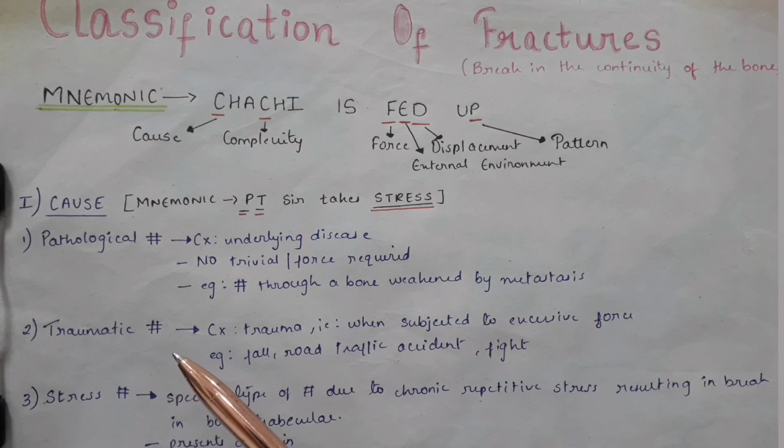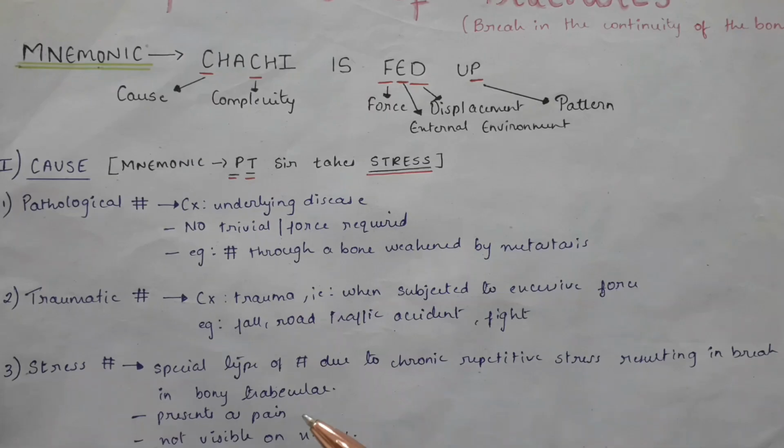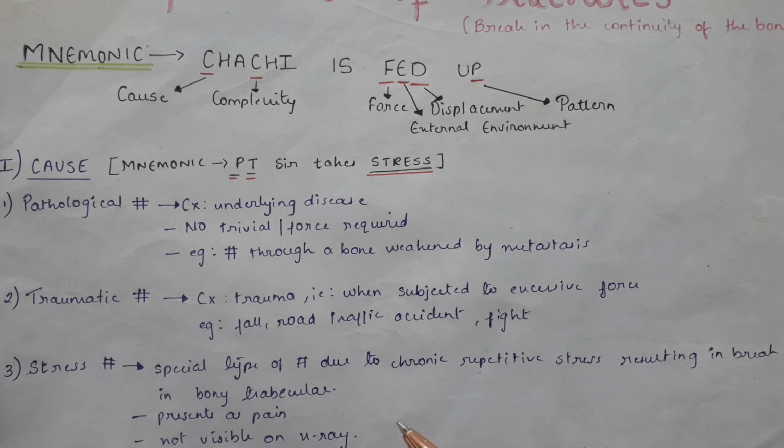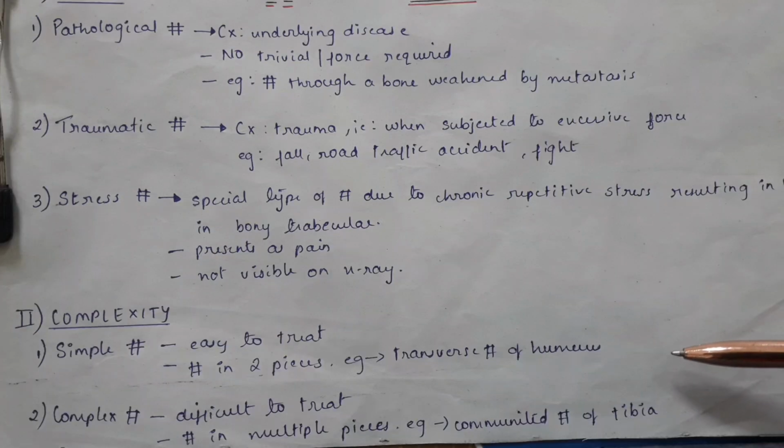Then we have traumatic fracture. The cause is trauma, that is, when the bone is subjected to excessive forces. For example, a fall or a road traffic accident or fight. The third one is the stress fracture. It is a special type of fracture seen due to chronic repetitive stress resulting in a break in the bony trabeculae. It usually presents as pain, and stress fractures are usually not visible on the X-ray.